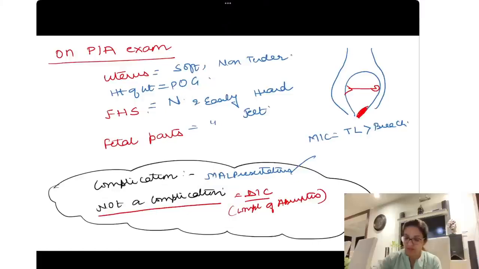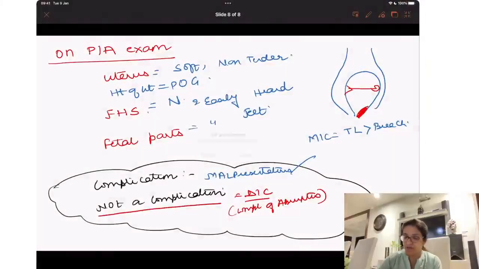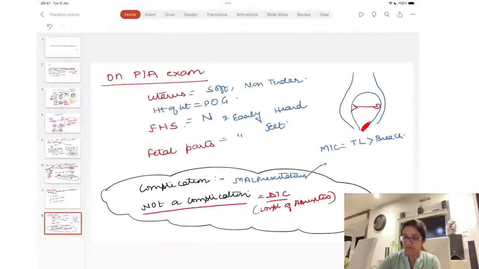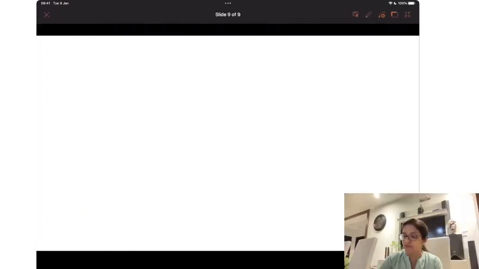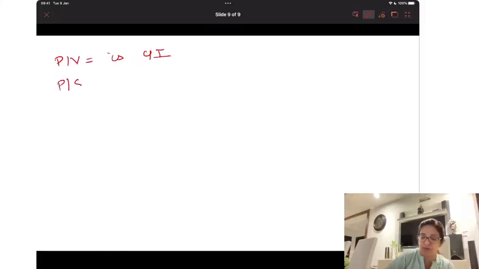Then, are you going to do a per vaginal examination? Are you going to do it after a per abdominal examination? Will you do a per vaginal examination? No. Per vaginal examination is contraindicated. Per speculum examination is contraindicated. What are you going to do?